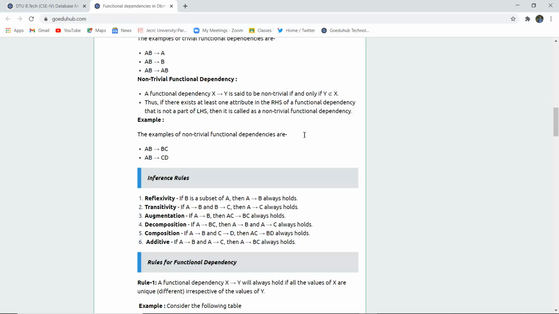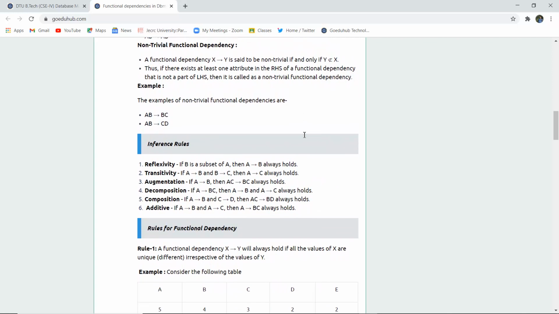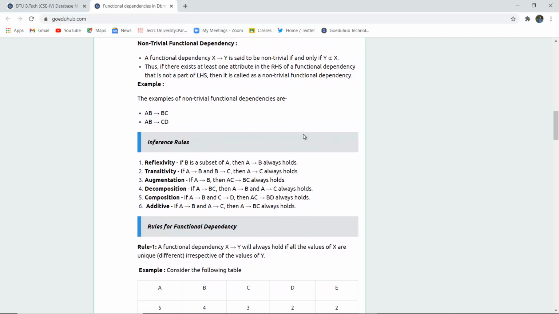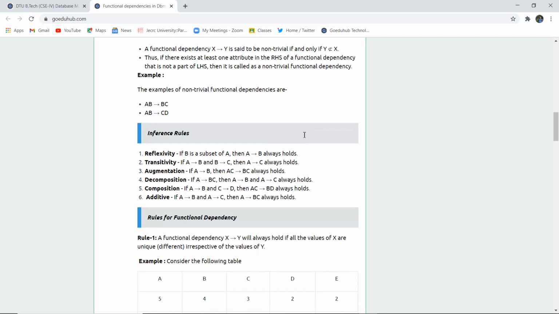Now next is non-trivial functional dependency. What is a non-trivial functional dependency and how is it different from a trivial functional dependency? A functional dependency X to Y is said to be non-trivial if and only if Y is not a subset of X. That means the elements don't belong to the set of X. Thus, if there exists at least one attribute in the RHS of the functional dependency that is not part of the LHS, then it is called a non-trivial functional dependency. Here are a few examples of it, where the elements of B and C do not all lie in the set AB, and similarly for CD.